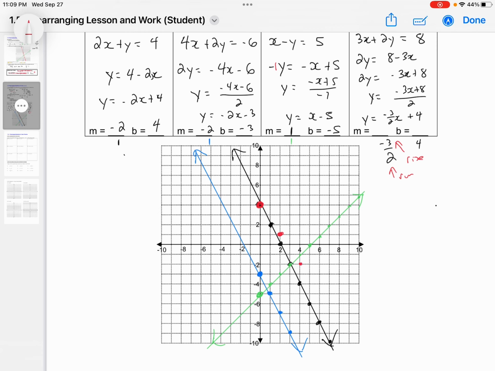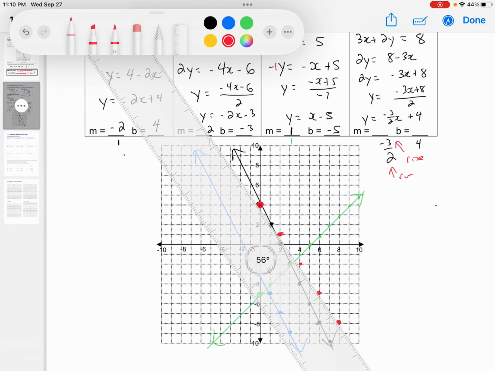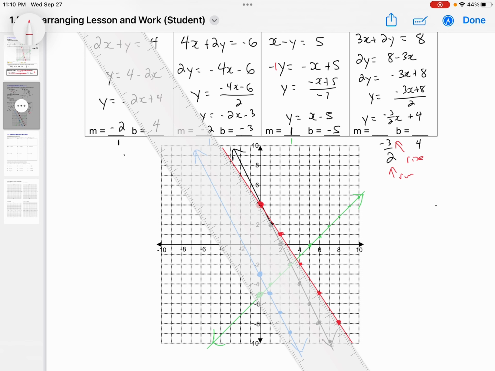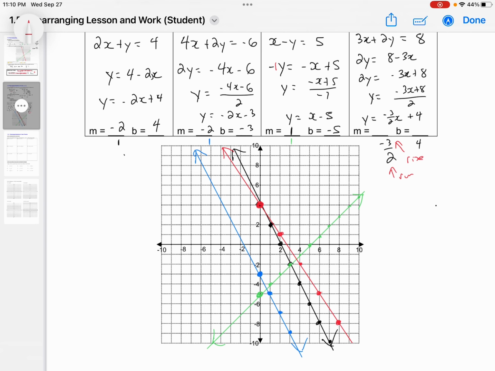Please don't underestimate how good a skill it is, how important it is to be able to just graph these lines. Graphing lines, so important. There, I got my red line. There we go. Bingo. Geez, that goes well. All right, and then I'll get the arrows on the end there.